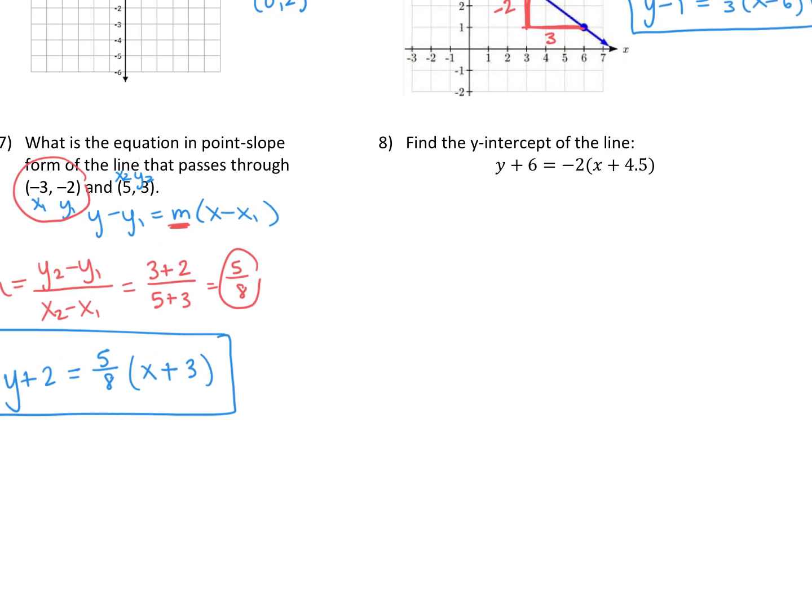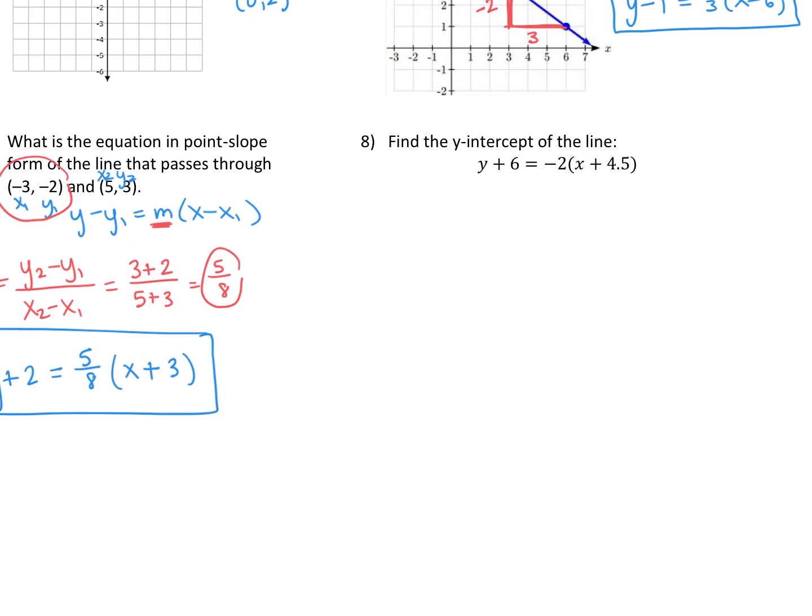All right, number 8, find the y-intercept of the line. There are 2 ways to do this. I'm going to show you both ways, and you can tell me which way you like better. Anytime that you have to find an intercept, you can plug in a 0 for the other variable. So to find a y-intercept, you can plug in 0 for x. Here's what that would look like.